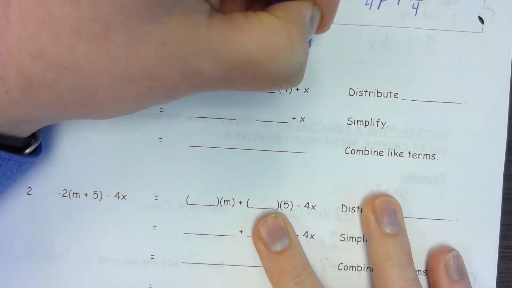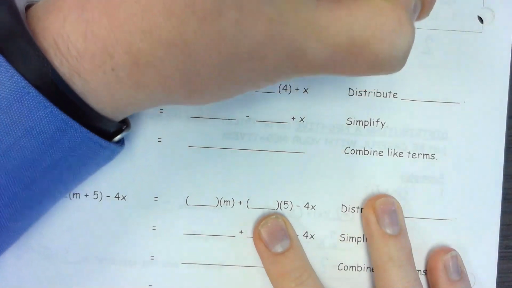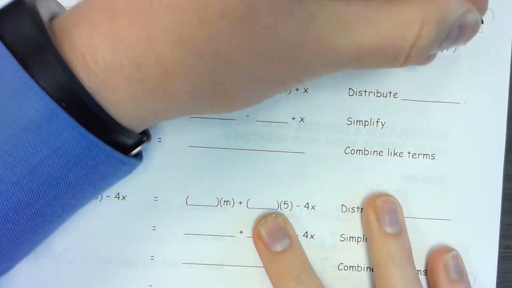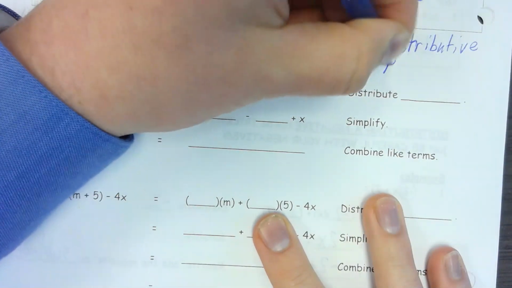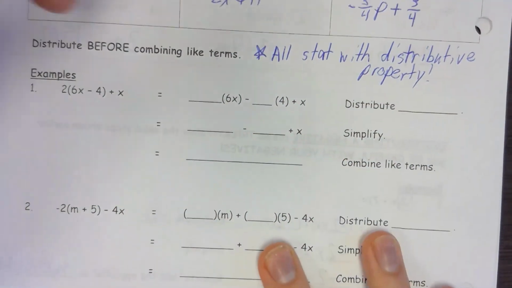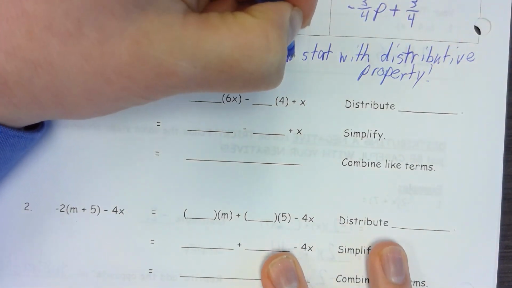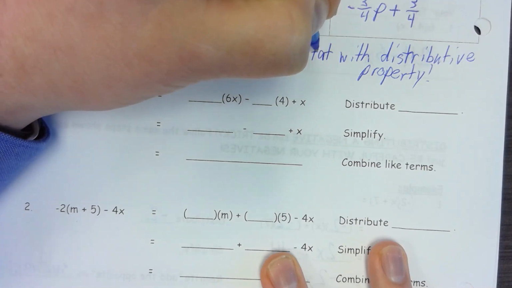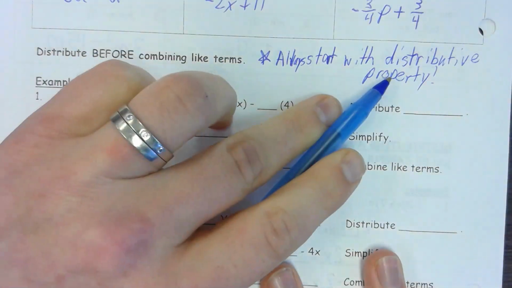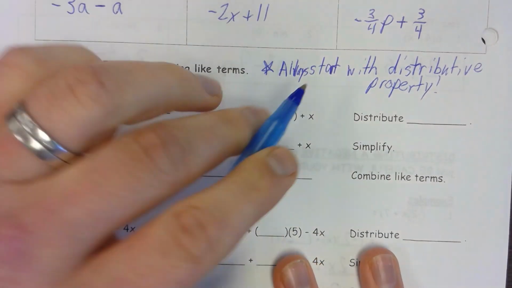Always start with distributive property. Exclamation point. And we're going to hit on that again when, oh my gosh, I can't spell right now. Always start, I forgot an R. Oh my goodness, that was embarrassing. Always start with distributive property. We're going to hit on that again when we get to solving equations, but that's always what we start with.